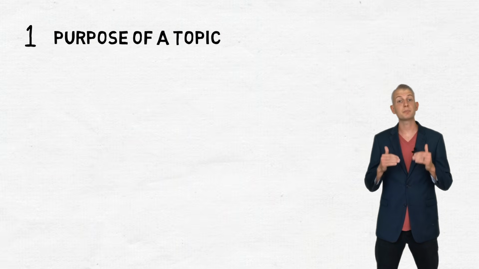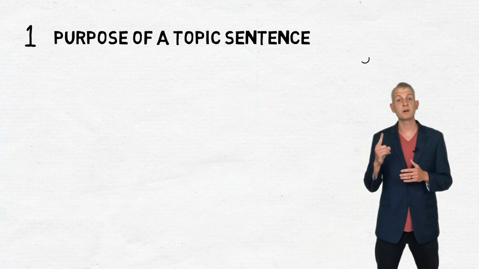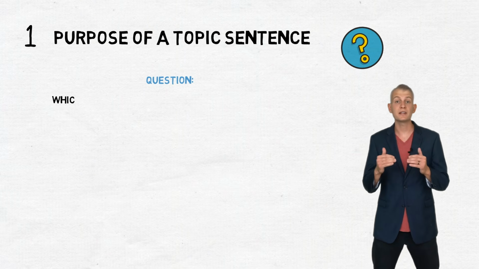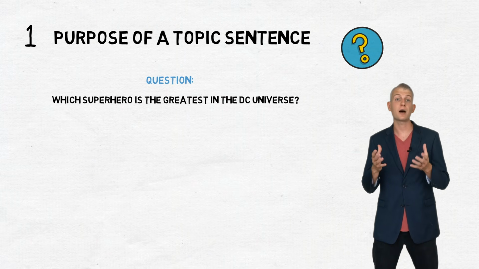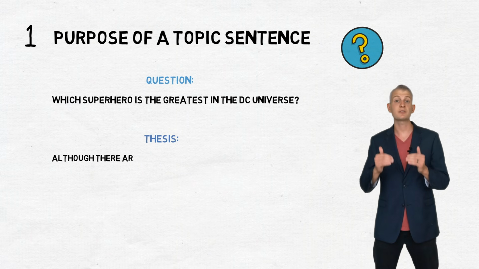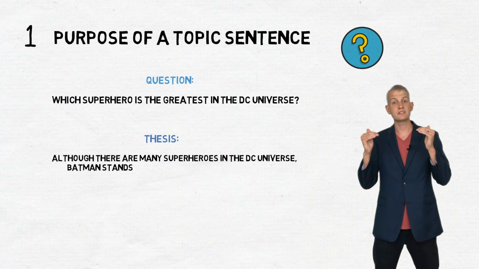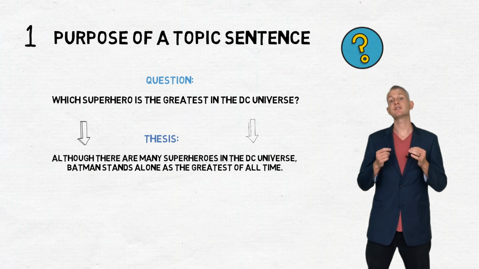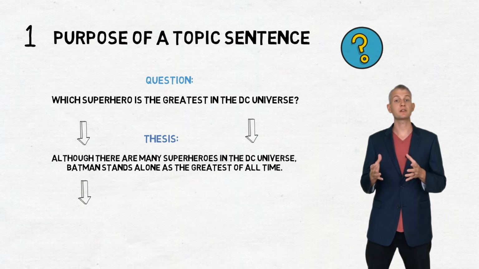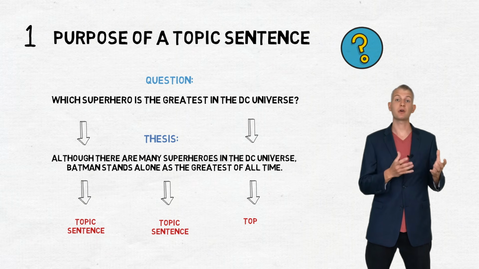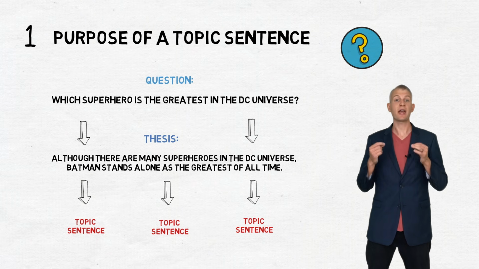Let's talk about the different purposes of a topic sentence. Number one, whether you're writing an entire essay or just a single paragraph, the goal of your writing is to answer the question or address the topic that you've been assigned. In an essay, you answer the question with a thesis statement, and then each paragraph starts off with a topic sentence that supports your thesis, which answers the question. Now, if you're writing just a couple paragraphs, you do not need a thesis statement. You'll answer the question directly with your topic sentences. So whether it's a full essay or just one paragraph, the goal of your topic sentence is to answer the question.